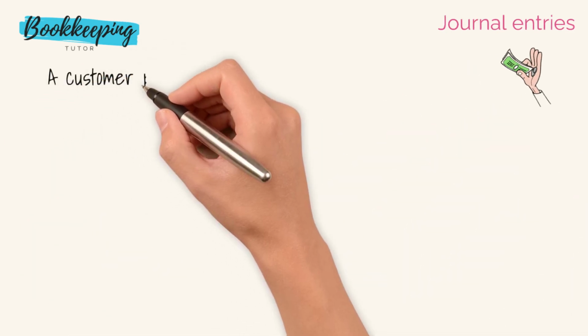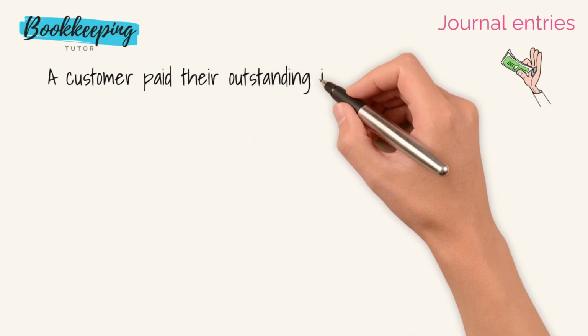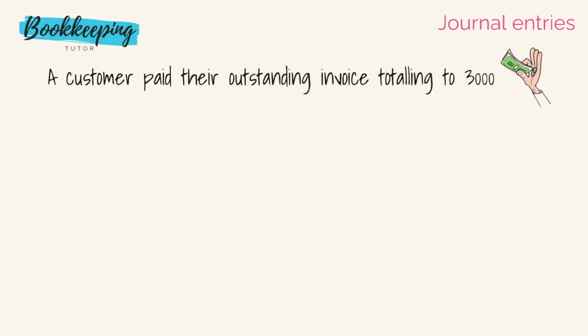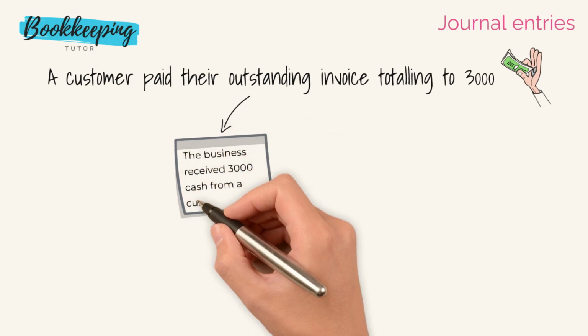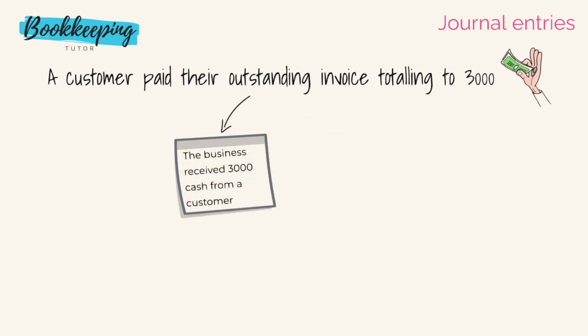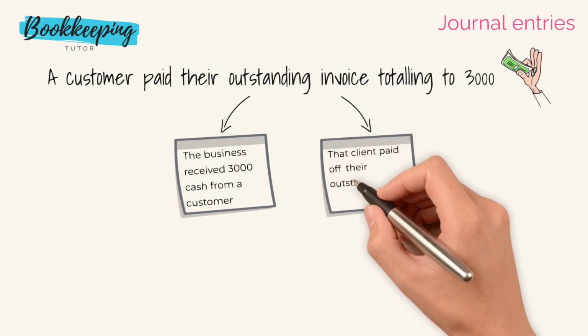The next transaction is that a customer paid their outstanding invoice totaling to 3,000. So the client paid the outstanding invoice and the business received 3,000 into its bank account. We have already accounted for the sales revenue before, and this amount was sitting on our accounts receivables. As we have received this outstanding amount now, we cannot claim this from our customer anymore.